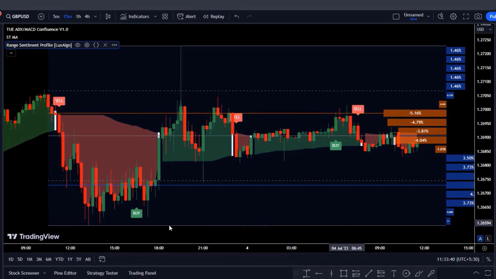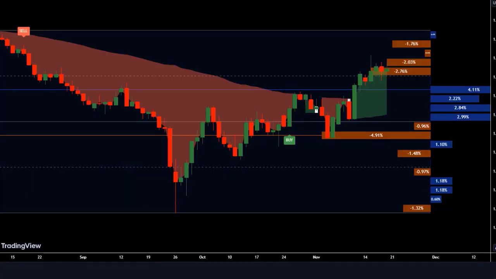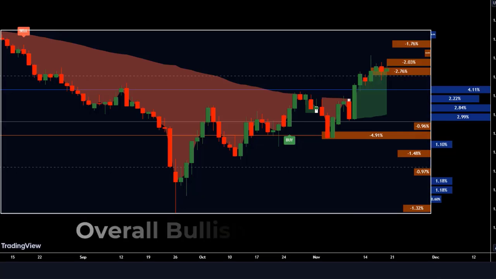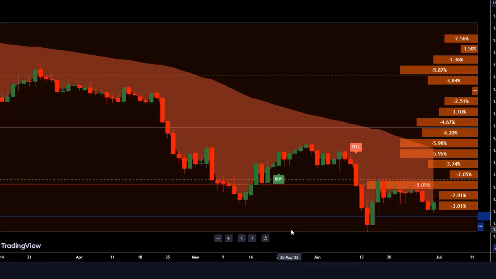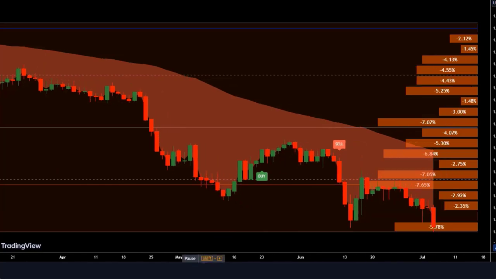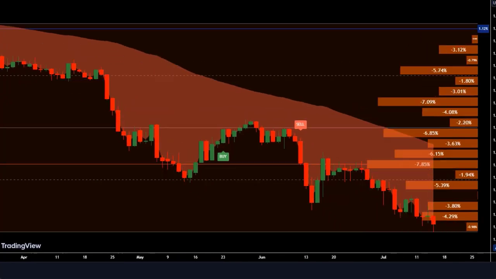Returning to the chart, let's utilize the range sentiment profile indicator to improve our strategy. It provides market sentiment values, indicating bullish and bearish sentiments at different price levels. These values help identify relevant support and resistance levels. Pay attention to the rectangle displayed by the indicator. A blue rectangle signifies an overall bullish sentiment, while an orange rectangle indicates a bearish sentiment. This information is particularly valuable for short-term trades, assisting in identifying potential reversals or shorting opportunities. Incorporating the range sentiment profile indicator into our strategy enhances our understanding of market sentiments and optimizes our trading approach.